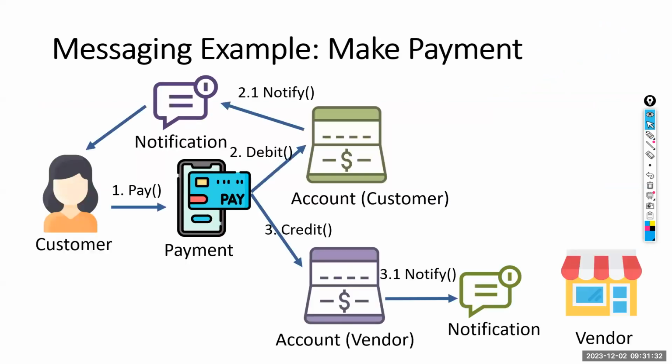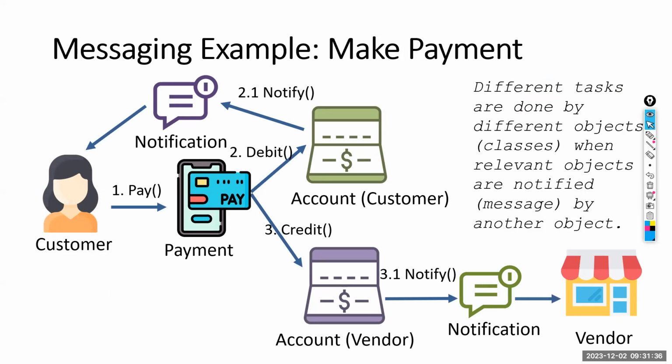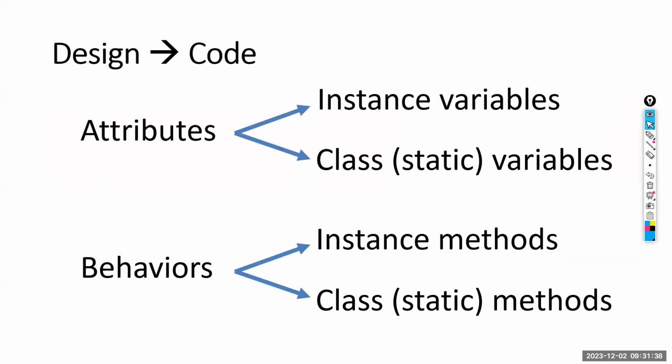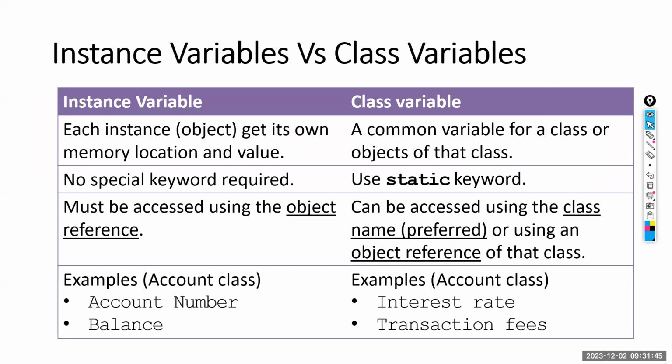Right. And also we'll discuss more about messaging and associations today. Attributes become either instance variables or class variables. The behaviors become either instance methods or class methods. So you must have no doubt about it. If you have doubt, you must ask questions.